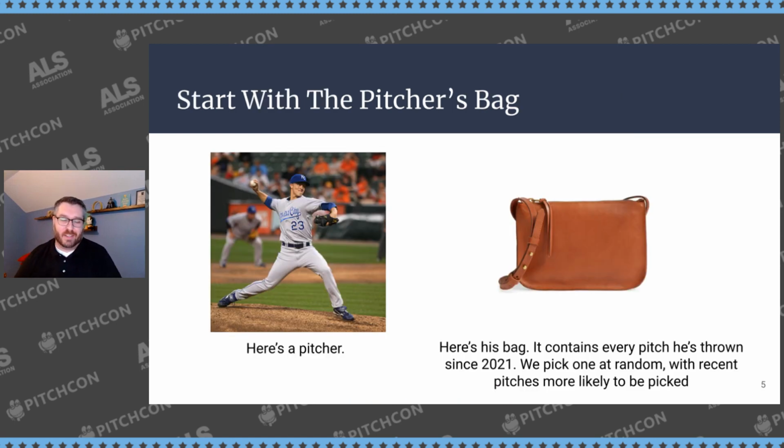Okay, it works like this. You've got a pitcher. Let's say take Zach Greinke, but it could be anybody. In his bag, he has every pitch he's thrown since 2021. We are going to pick a pitch at random, and not quite exactly random, it's going to be more weighted towards a more recent pitch. So for example, a pitch thrown in August or September of last season has about 3 times as likely a chance of being picked from the bag as one from April of 2021.